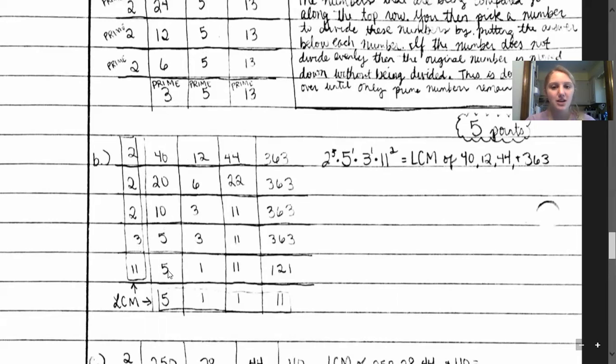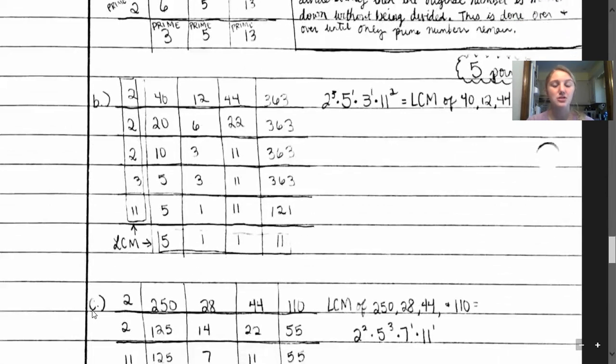5 does not divide evenly by 3, but 3 does, so it equals 1. 11 does not divide evenly by 3. 363 divides evenly by 3 and equals 121. So let's divide by 11. 5 does not evenly divide by 11, neither does 1. 11 does. So 11 divided by 11 equals 1. 121 divided by 11 equals 11. So the LCM of 40, 12, 44, and 363 would be 2 cubed times 3 to the first times 11 squared times 5 to the first. And that would be the exact same way that you would do part C as well.